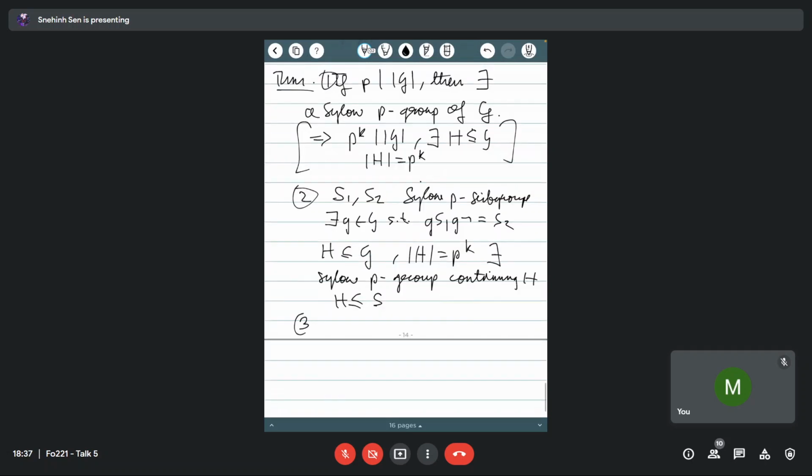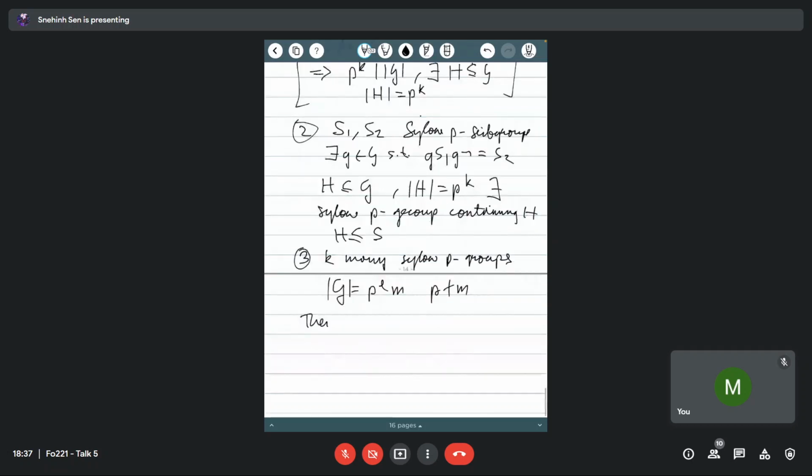And the third part is of combinatorial or counting relevance. If there are K many Sylow P groups, it has to be finite, because in a finite group the number of subsets is finite, so the number of subgroups is also finite. So if there are K many Sylow P groups, and, as I wrote back then, this is true where P does not divide M, then you get K is congruent to 1 mod P.